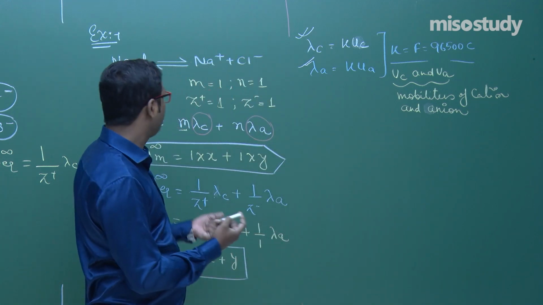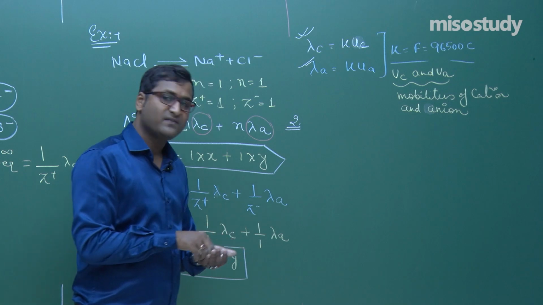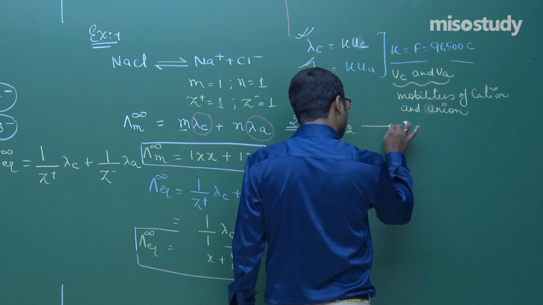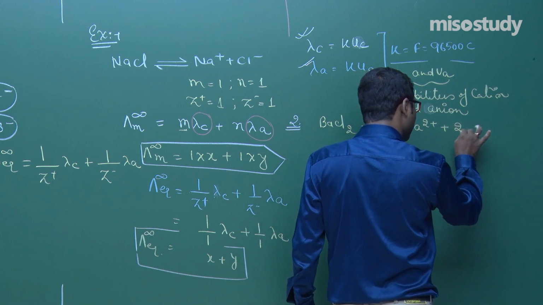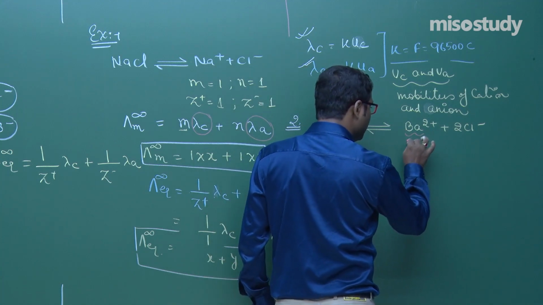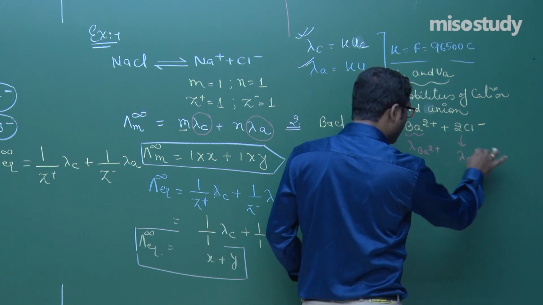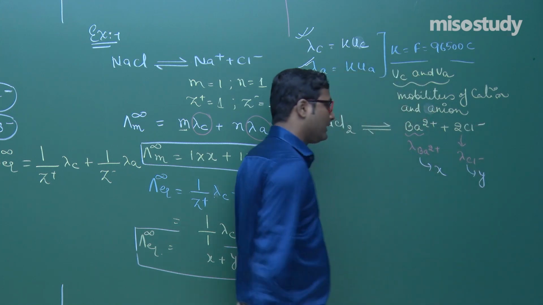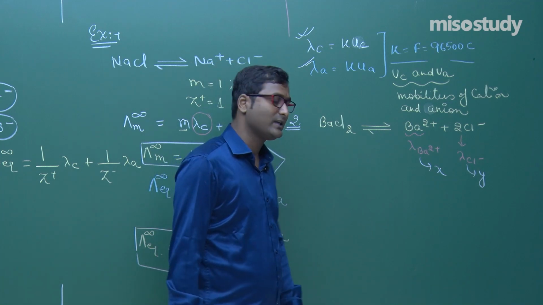Clear, my friend? Now I am giving another example, example number 2. It is given here BaCl2. As we know, BaCl2 will dissociate like this: Ba2 plus and 2Cl minus. Assume the ionic conductivity of Ba2 plus, the cation, is X, and the ionic conductivity of Cl minus is Y. Now find out the molar and equivalent conductivity at infinite dilution.